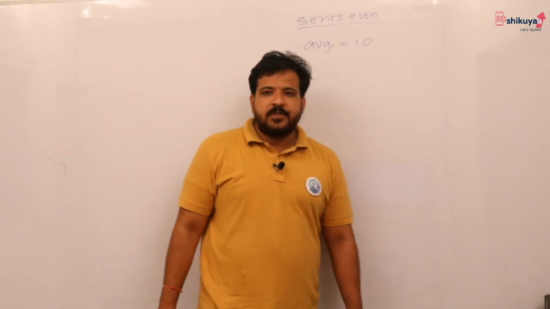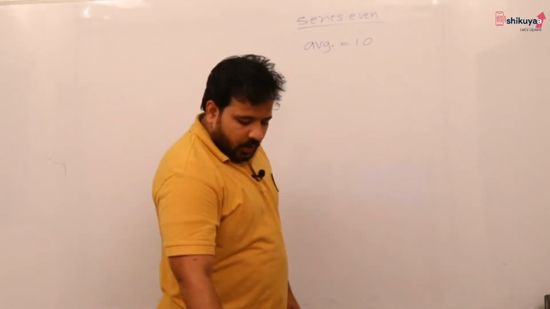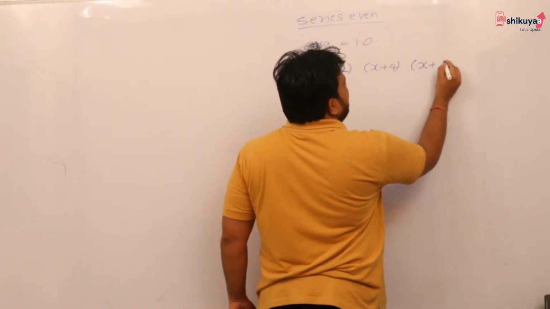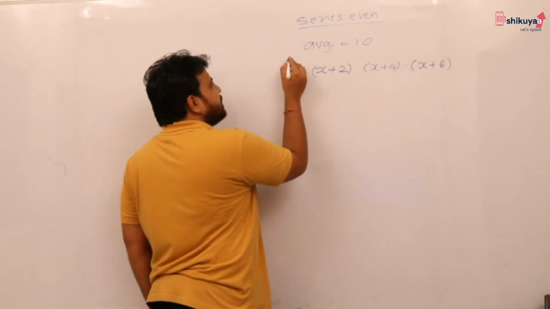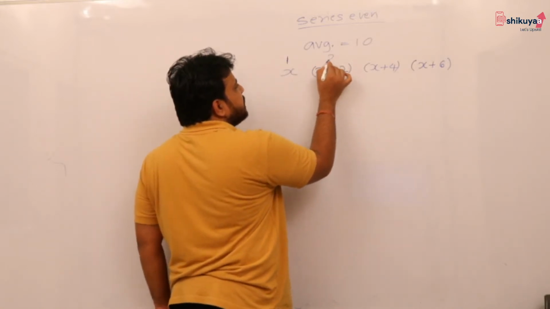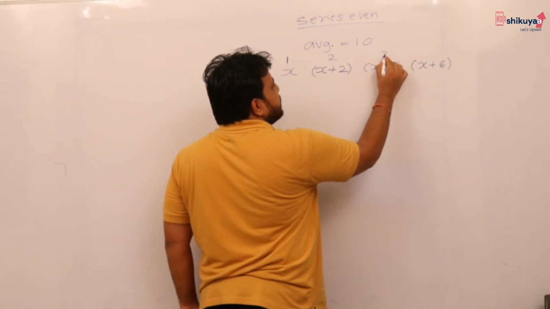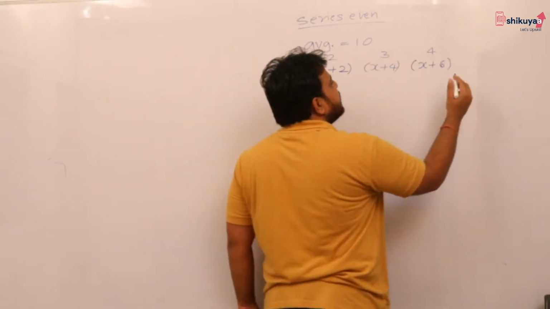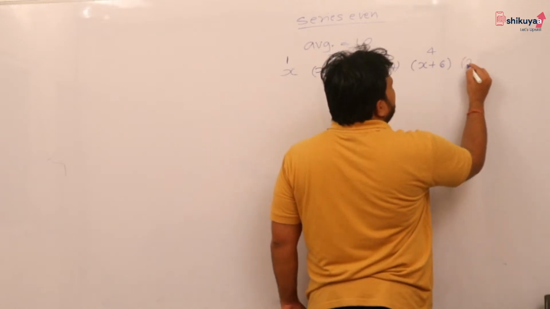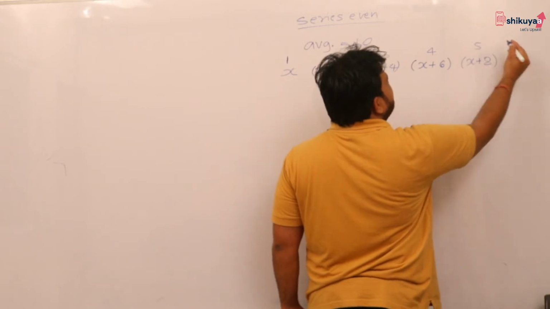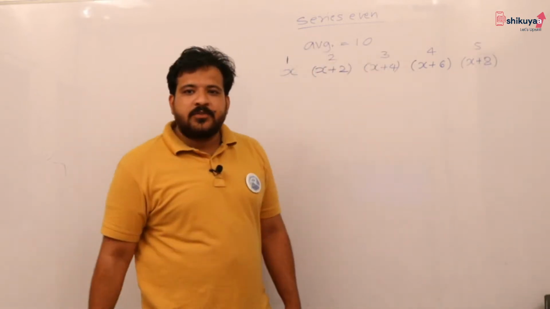Hopefully the board is visible to everybody. Now, the next number in the series will be x plus 6. Look at this: this is the first term in the series, this is the second term, this is the third term, this is the fourth term. Like that, the next term is x plus 8, and this is going to be the fifth term in the series. Board is visible.